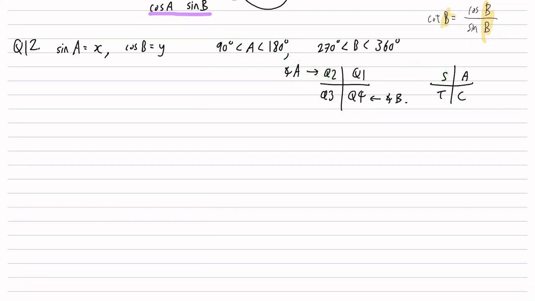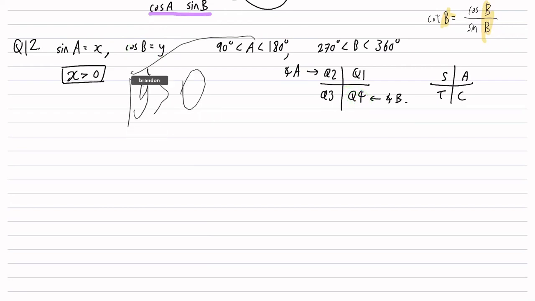So that means sine of angle A is plus or minus? Is sine of angle A a positive or negative value? Positive. So that means X is more than 0. Let's just keep that in mind. How about Y, cosine B? B is an angle in quadrant 4.